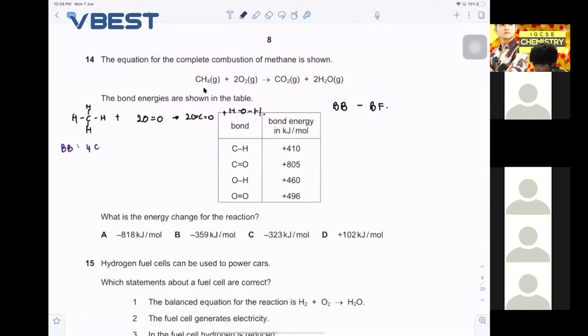What bond am I breaking? I'm breaking 4 of this C-H bond, which is 4 multiplied by 410. I'm breaking 2 of this O=O, 2 multiplied by 496. So my BB will then be 2632.